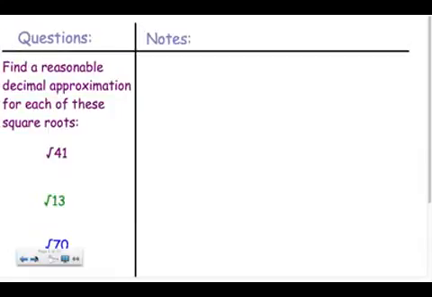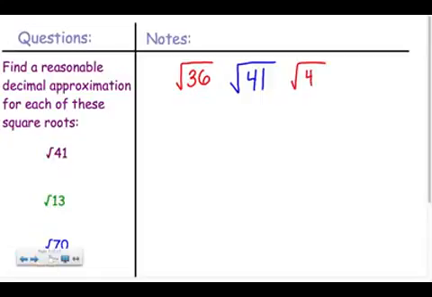Find a reasonable decimal approximation for each of these square roots. So let's start with the square root of 41. The two perfect squares that fall on both sides of the square root of 41 are the square root of 36 and the square root of 49. Now the square root of 36 is 6, the square root of 49 is 7. So that means my decimal has to be somewhere between 6 and 7 because 41 is in the middle of 36 and 49. Now to get from 36 to 41, it's 5 away. To get from 41 to 49, it's 8 away.